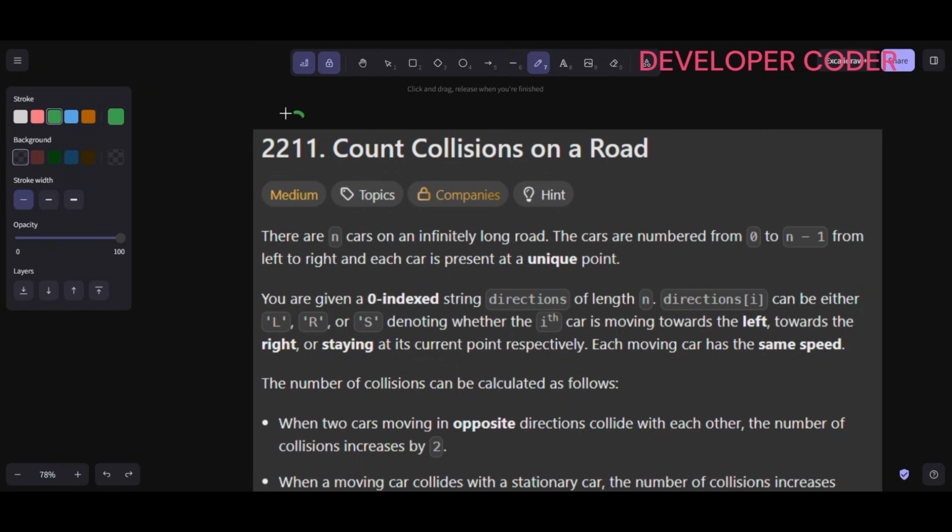Problem number 2211, Count Collisions on a Road. So this problem is actually very good, a very interesting problem, right? Once you understand the logic, you will find this problem very interesting.